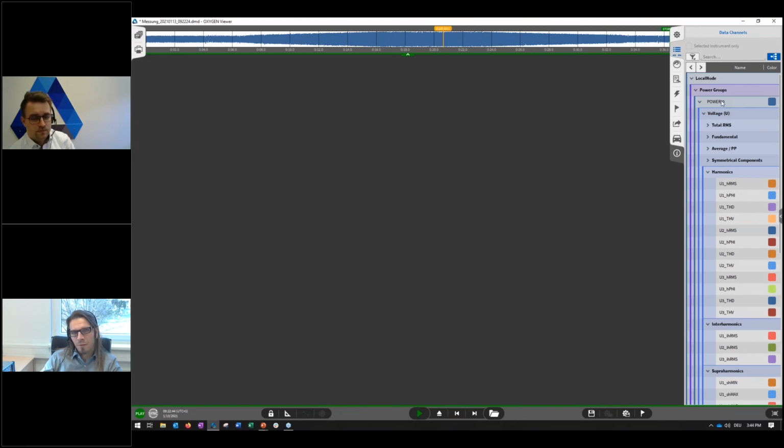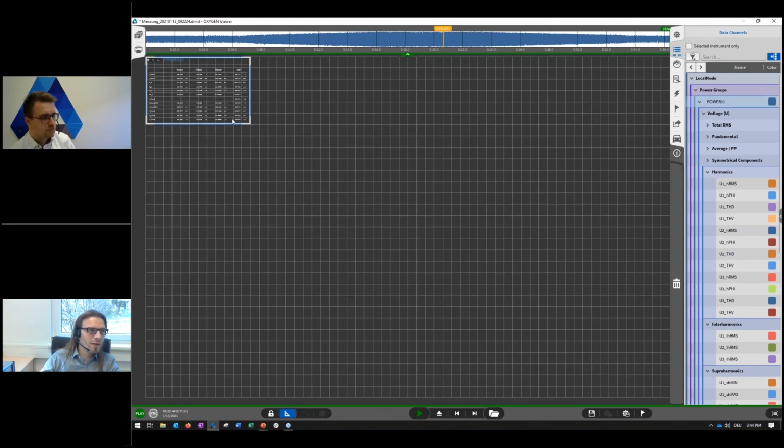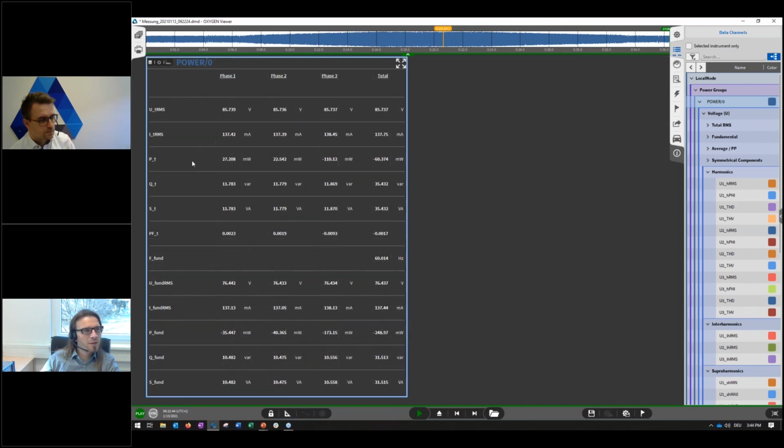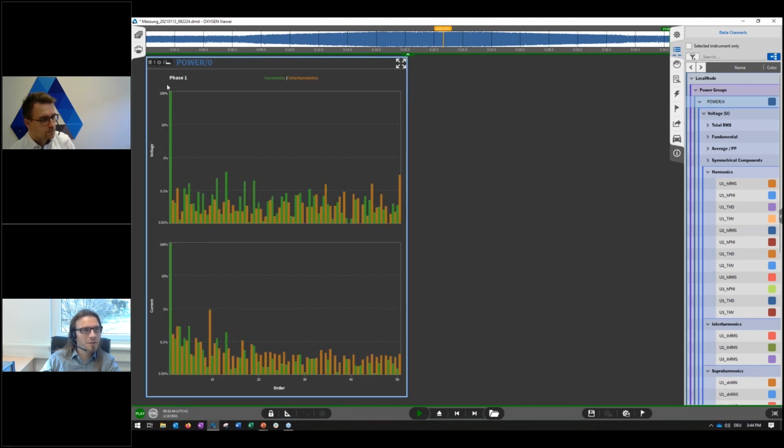The first possibility to visualize the harmonics is to just use the power instrument, which you can drag and drop on the screen by dragging the entire power group on the screen. And I will just increase the size a little bit. After activating the harmonics, you have this page available here, which shows you the voltage harmonics in green and the voltage interharmonics in orange in the upper graph, and the current harmonics in green and the current interharmonics in orange on the lower graph, changing over time, and the amplitude is in percent.